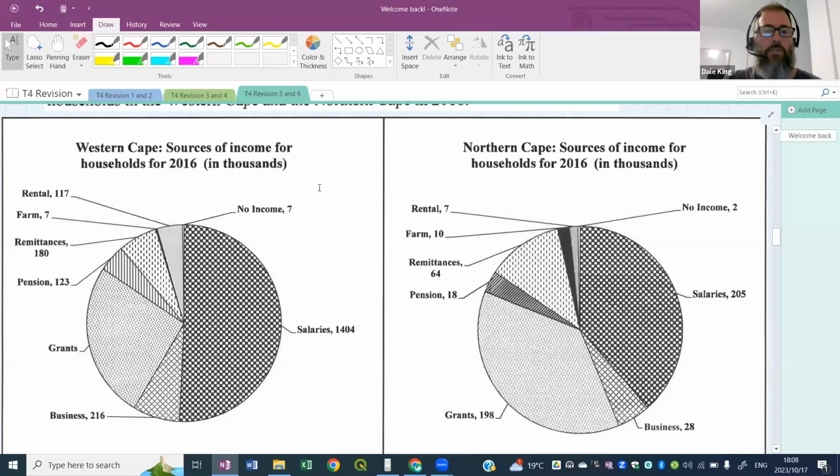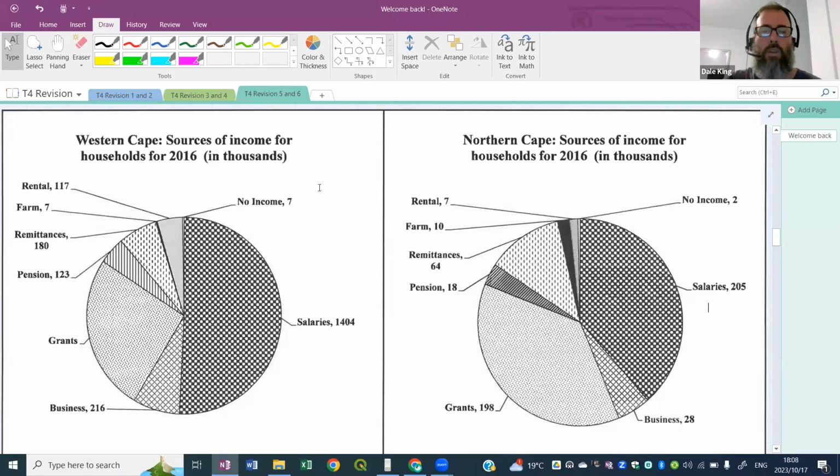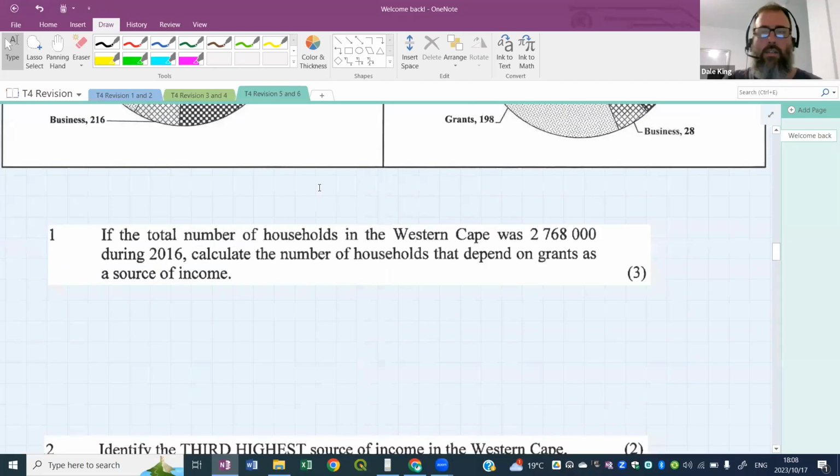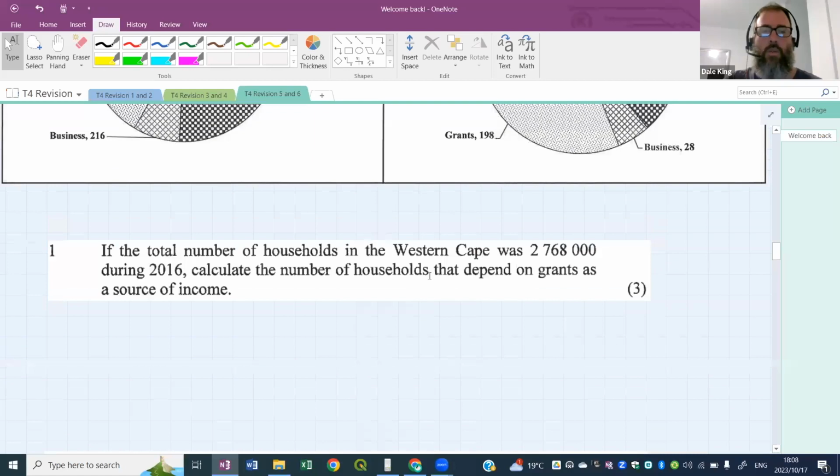All right, now I'm going to flick down to the question and up to the graph quite often. So don't get dizzy when I do this, but we've got the question underneath and then the data up above. So we're going to refer back to the data quite often. All right. So here's the first question. If the total number of households in the Western Cape was 2,768,000 during this year of 2016, calculate the number of households that depend on grants as a source of income.